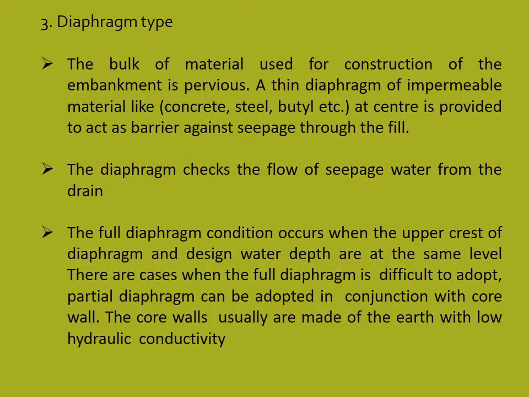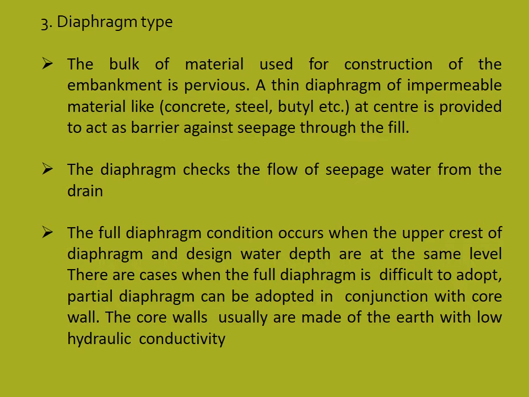Third type is the diaphragm type. The bulk of material used for construction of the embankment is pervious. A thin diaphragm of impervious material like concrete, steel, butyl at the center is provided to act as a barrier against seepage to the fill. The diaphragm checks the flow of seepage water from the drain. The full diaphragm condition occurs when the upper crest of the diaphragm and the design water depth are at the same level.